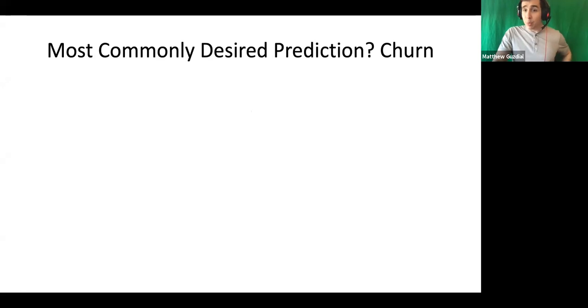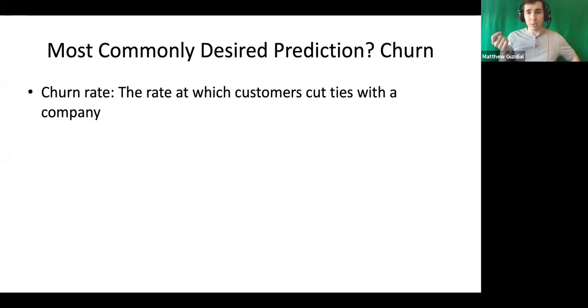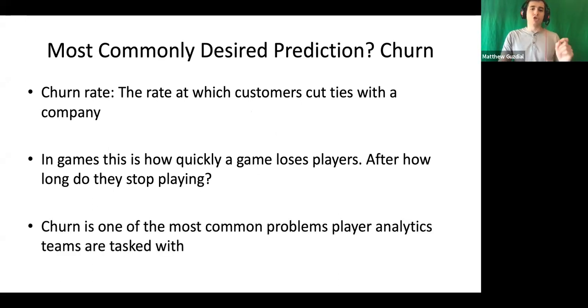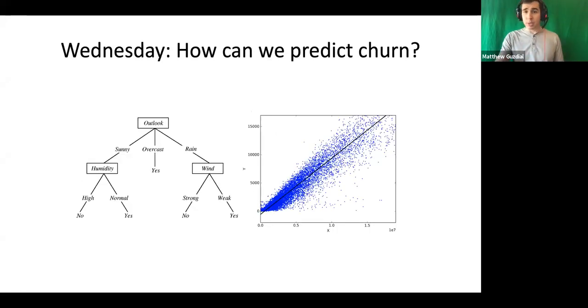Speaking of how we could use the clusters, one of the most commonly desired predictions that you might want to predict in games is churn. So churn is the rate at which customers are going to cut ties with a company. In games, what we mean is it's the rate at which players are going to stop playing a game. Players always stop playing a game eventually, but we want to minimize how quickly they do it. Churn is the most common problem player analytics teams are tasked with: how do you fight this? And on Wednesday, we'll talk about how you predict it.